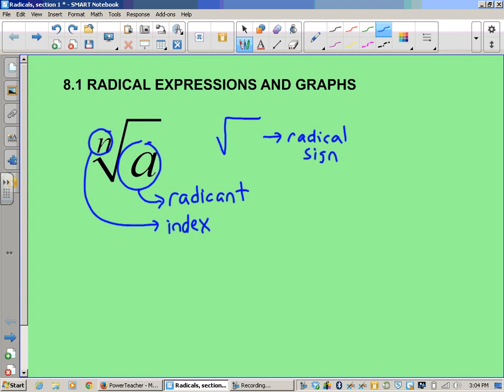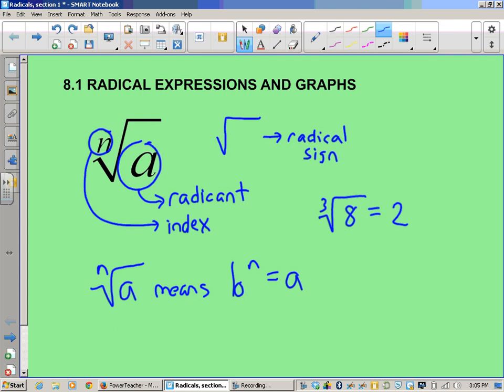And we need to know that the nth root of a is b, which means b to the nth power equals a. We are looking for some number that when we raise it to the index, we get a. And this can be exemplified by some numbers that you know already. For example, the cube root of 8 is 2, and that's because 2 cubed equals 8. So this is some stuff we've already seen before, just make sure that you are familiar with the terminology.